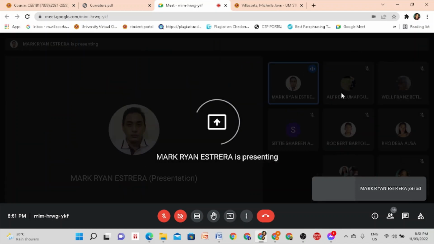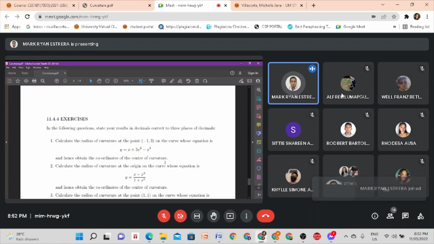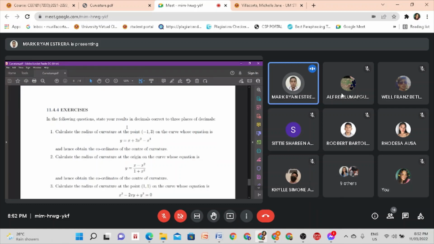So for the exercises we have here, I'll solve problem 1. Calculate the radius of curvature at the point negative 1 and 3. The point is on the curve whose equation is y equals x plus 3x squared minus x cubed. Then find the coordinates of the center of curvature, the xc and yc. I'll solve it straight through.